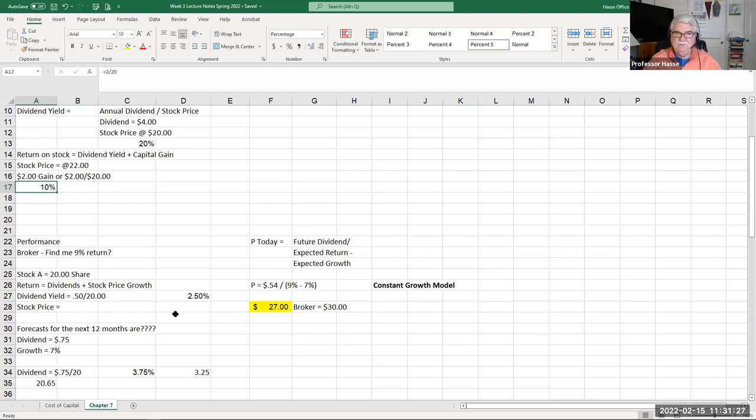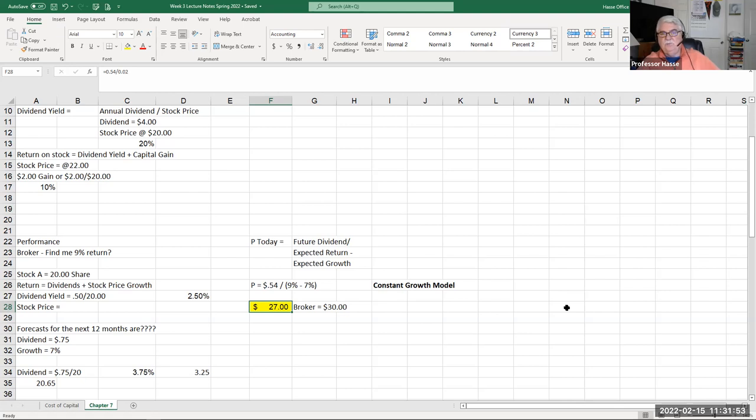If I take that 54 cents and divide it by the expected return by the capital asset pricing model of 9% minus the expected growth that the company plans on doing, 7%, I can get what the stock price is intrinsically valued at today. In other words, 54 cents divided by 2% gives me $27 a share.